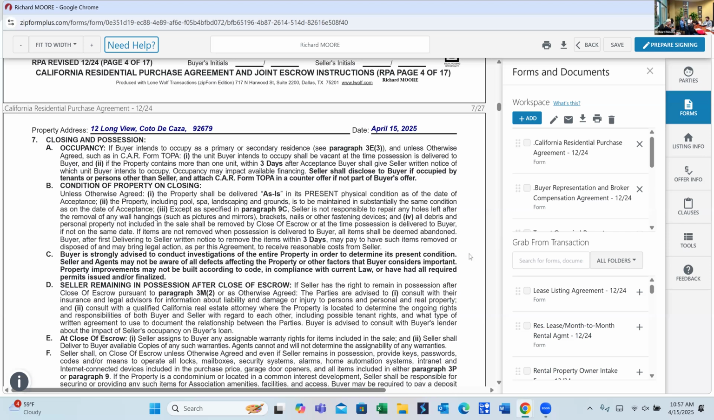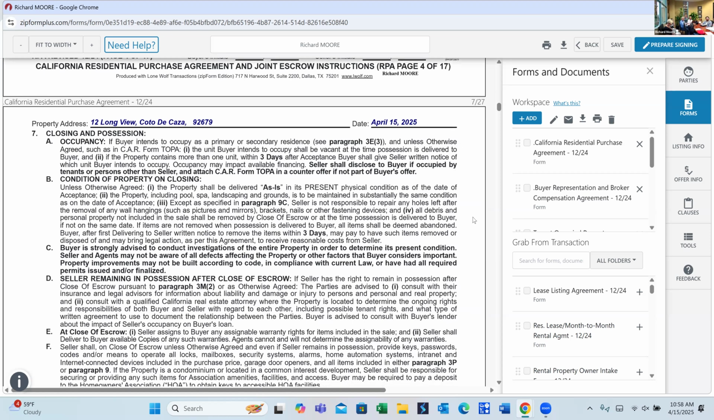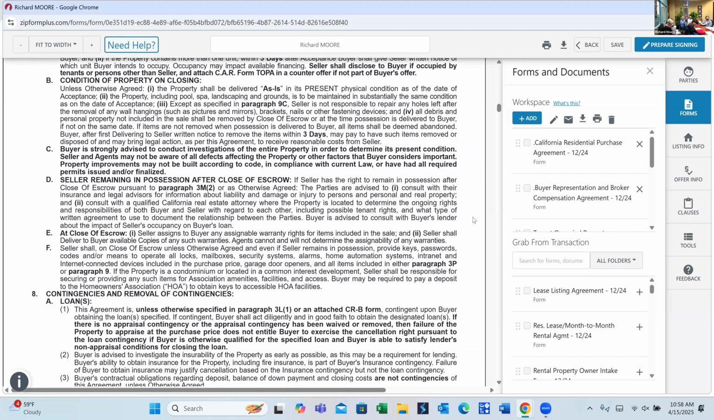Let's see. Then I'm going to skip down to section 7B, condition of property. Property shall be delivered as is. That means in the condition in which you found it as of the date of acceptance. And then section 7D, some remaining possession at the close. Sometimes there are lease backs, and maybe the seller's paying or not paying. If the lease back is for 29 days or less, we would use something called a seller in possession form. If it's for more than 29 days, a residential lease after sale. So we would document the occupancy. We want to do that.